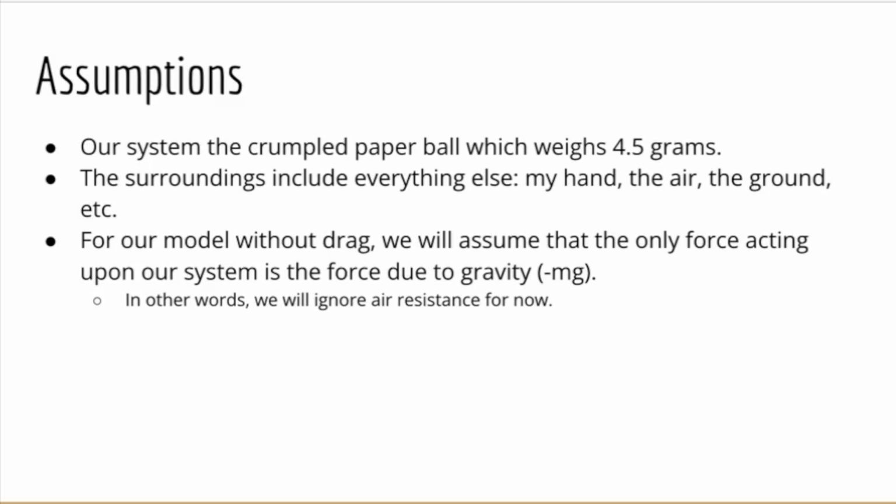Assumptions. Our system is the crumpled paper, which weighs 4.5 grams. The surroundings include everything else: my hand, the air, the ground, etc. For our model without drag, we will assume that the only force acting upon our system is the force due to gravity, which is negative mg. In other words, we will ignore the air resistance for now.